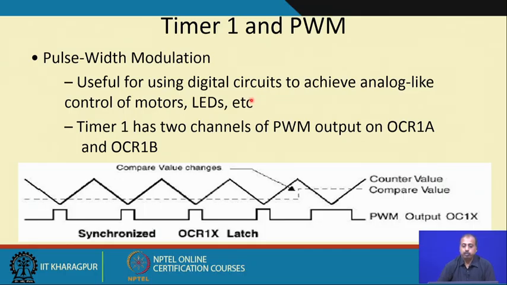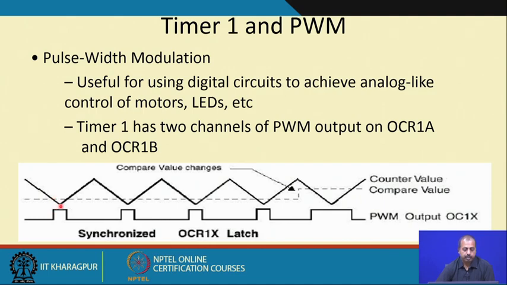Timer 1 can also be used for pulse width modulation. So, what is pulse width modulation? This is the diagram that shows how it occurs. Suppose this is a triangular wave and there is a set value. When this triangular wave goes below this set value, we generate a high pulse. So, this signal makes a transition from low to high. At this point the signal is going below the set value, so it becomes high.